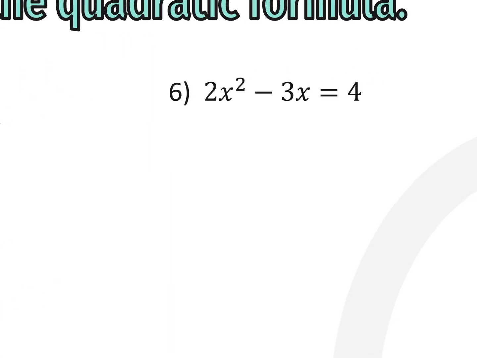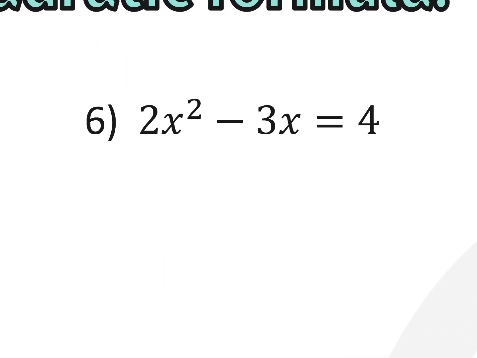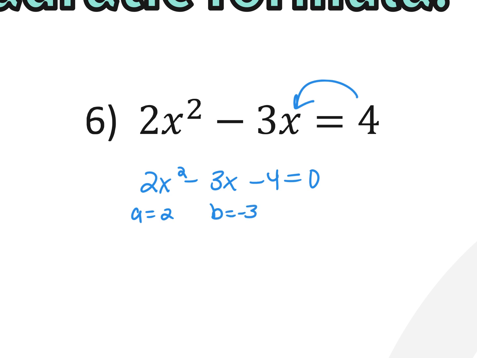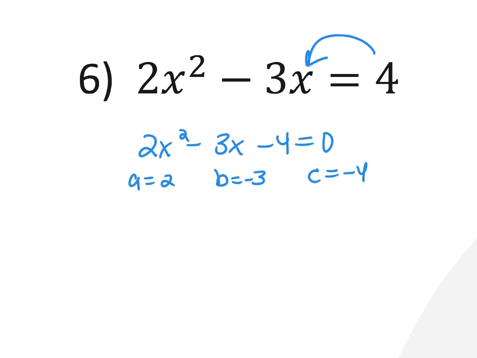All right. Let's look at the next one. Can I just go ahead and say what A, B, and C are right now? No, I need to go ahead and take 4 and move it to this side. So I have 2x squared minus 3x minus 4 equals 0. So my A term is 2, my B term is -3, and my C term is -4. Everybody with me?